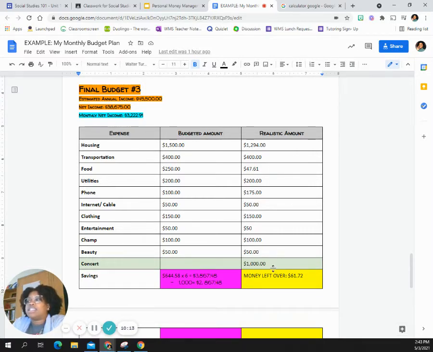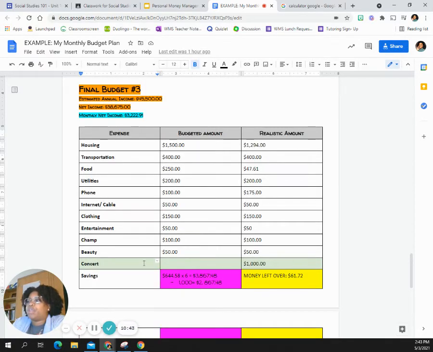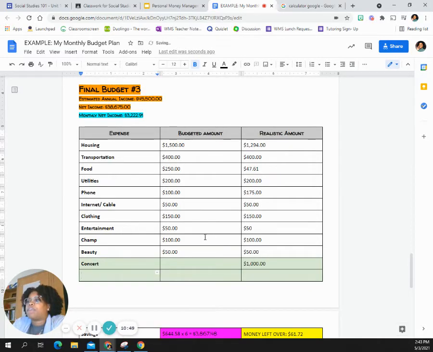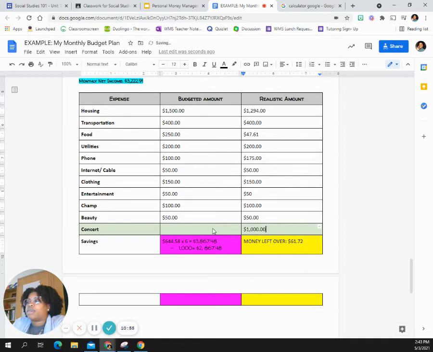So I've already done this, but I'm going to walk you through how I got to where I'm at. Okay. The first thing I want you to do is, if your life event is some type of expense, right? The first thing you need to do is add it to your expenses. Notice right here, I put in concert. Okay. If you need to add a row, you just right click and you just insert row below. Okay. So that you can get an actual clear row. And that looks just like, let me show you, looks like this. Okay. If you need to insert a row, if you need to delete a row, you can just delete the row like that after you click on it.